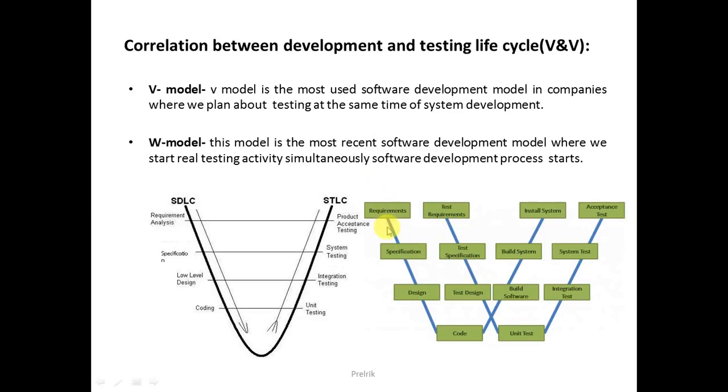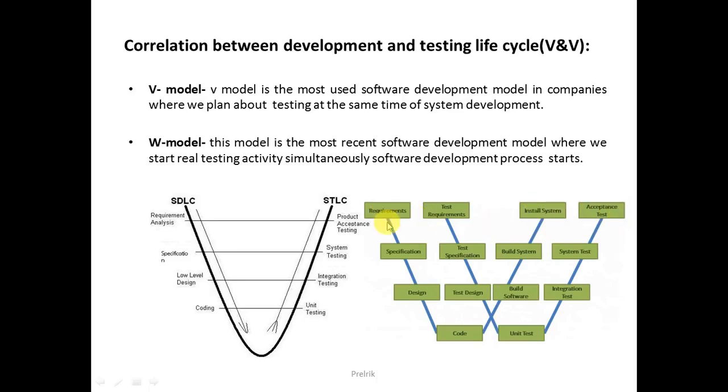Next level is specification. The QA person will test that specification document or designing document at the further level, and the coder will perform their unit testing. Once the software is built, the tester will perform integration testing. The build system will be performed by the developer, and system testing will be performed. Installation testing, installation system, and UAT will be performed.